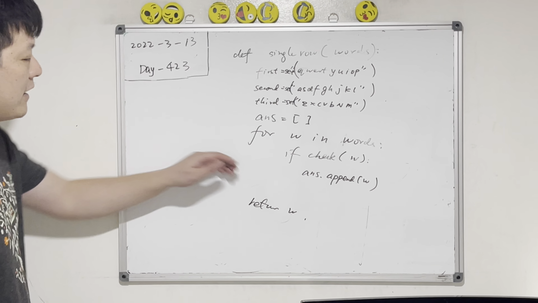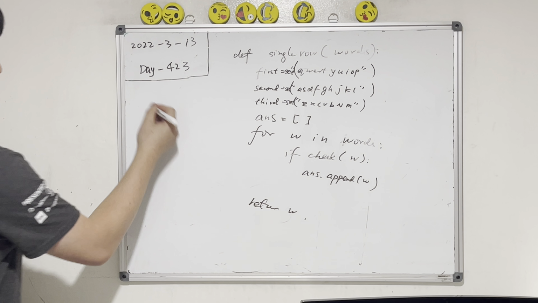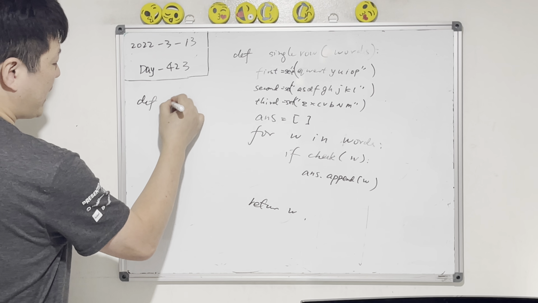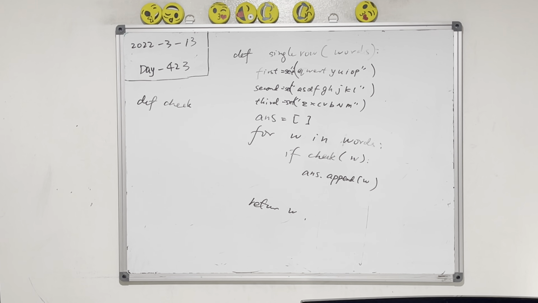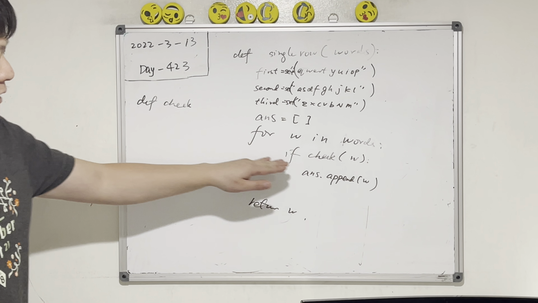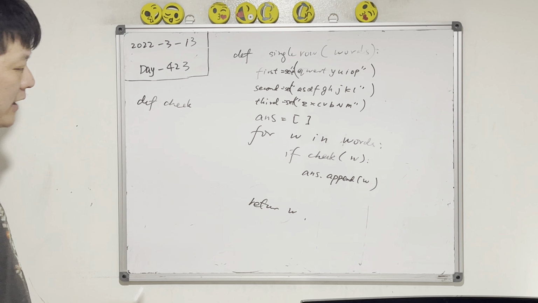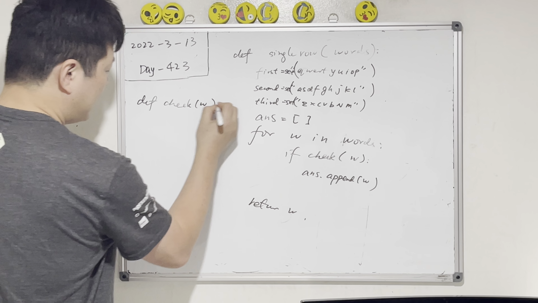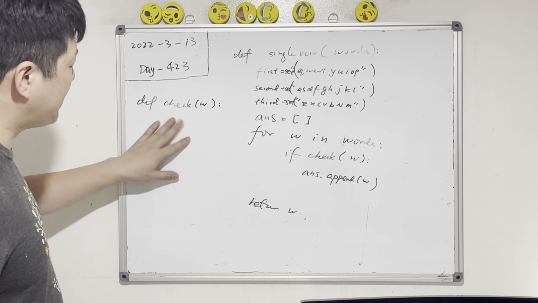Okay, so the key thing here is the check. We haven't defined this check function. So how do we check? As we said, we want to go through the characters in word, W. So what can we do?